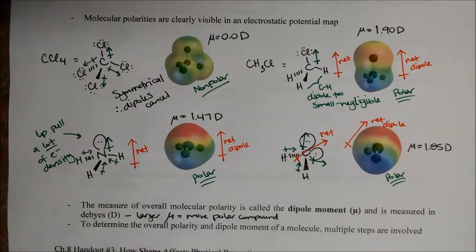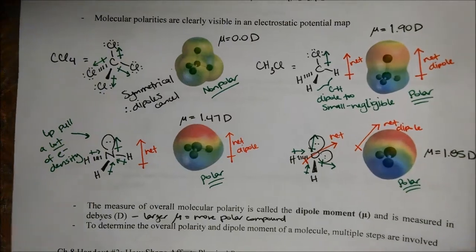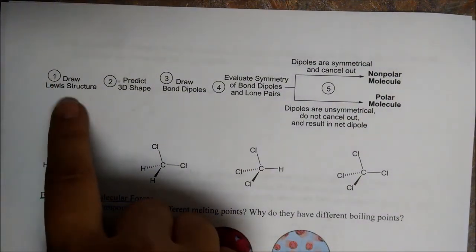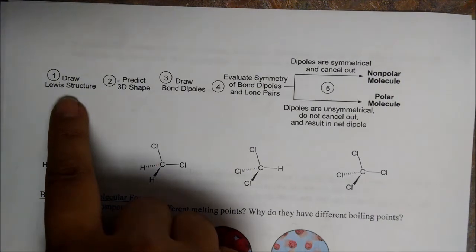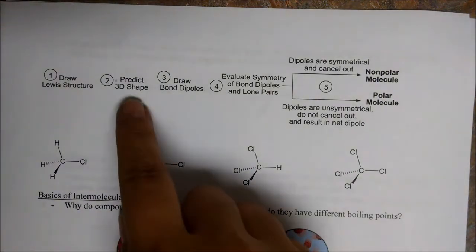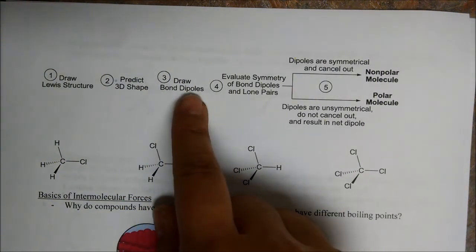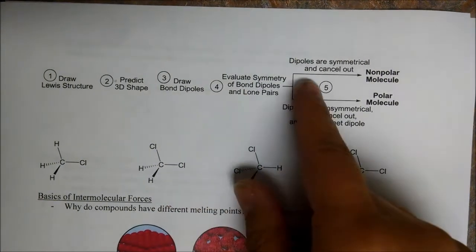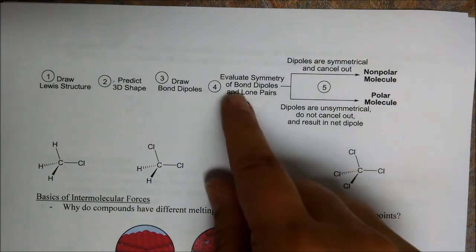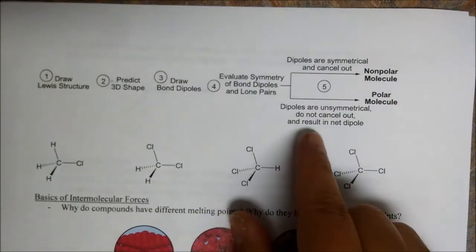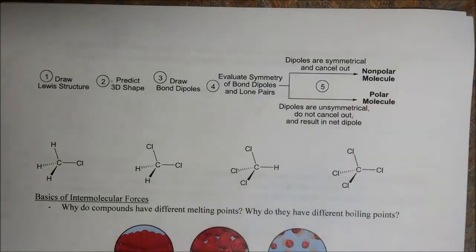So in order to determine the overall polarity, there are multiple steps involved, nice and logical. First, you have to figure out the Lewis structure. You get the molecular formula, you draw the Lewis structure, and we have an idea of the general shape. Then from the Lewis structure, we can figure out the charge clouds and really predict the three-dimensional shape. From there, we can draw the individual bond dipoles on the compound and look at those bond dipoles. If they are symmetrical, they're going to cancel out and result in a nonpolar molecule. Conversely, if the dipoles are unsymmetrical, we have some reinforcement of those dipoles. They don't all cancel out, and they result in a net dipole, which means we have a polar molecule.